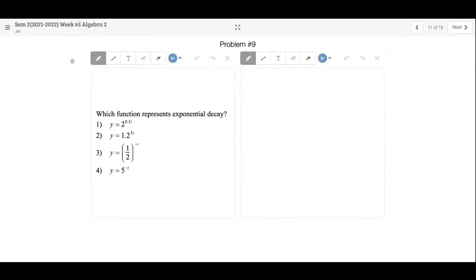All right, problem number 9. Which function represents exponential decay? Which one represents exponential decay? Number 3? I disagree. I don't agree with number 3.